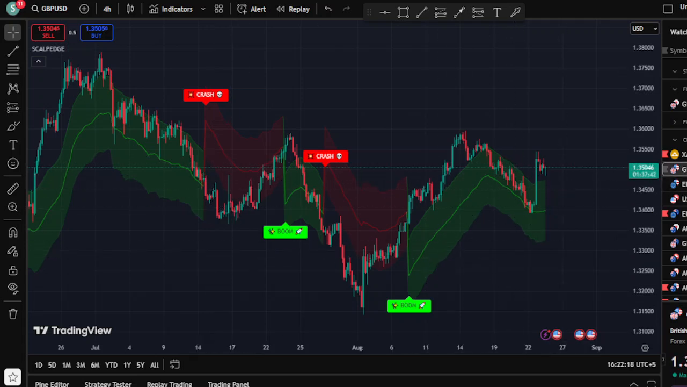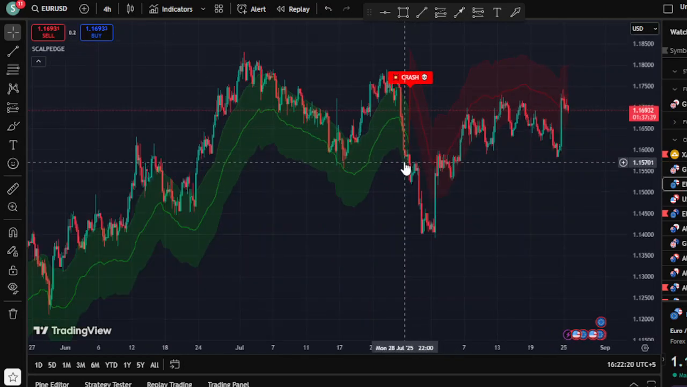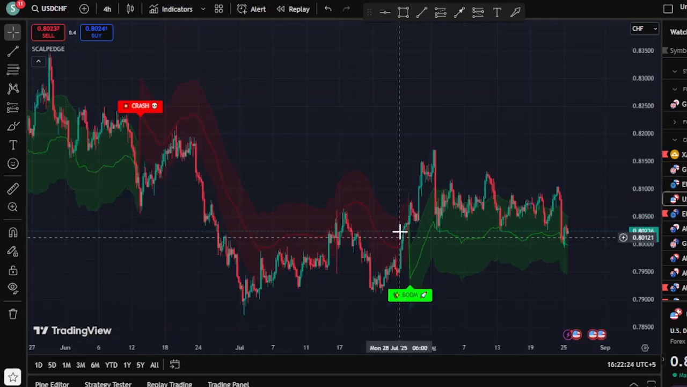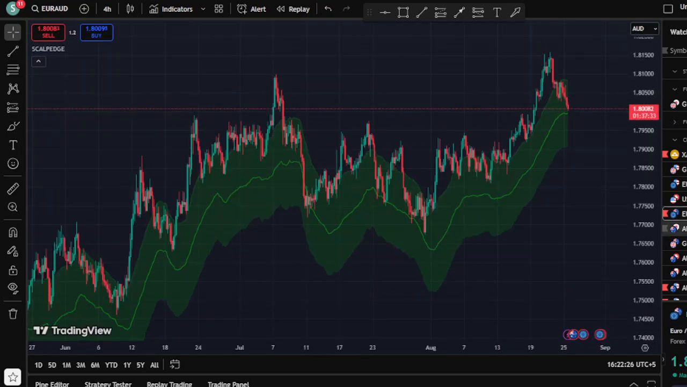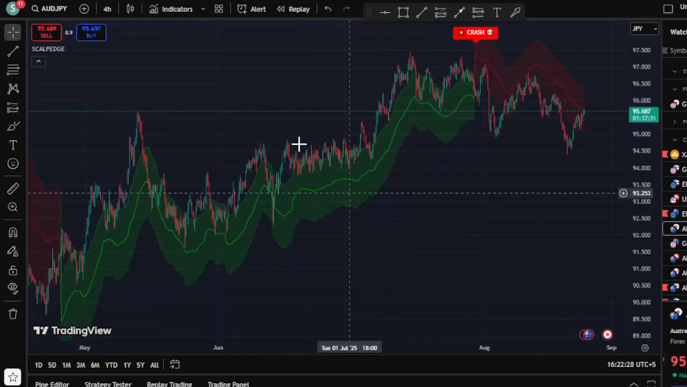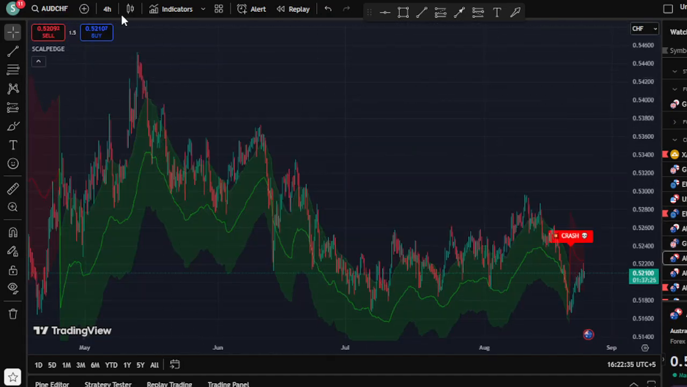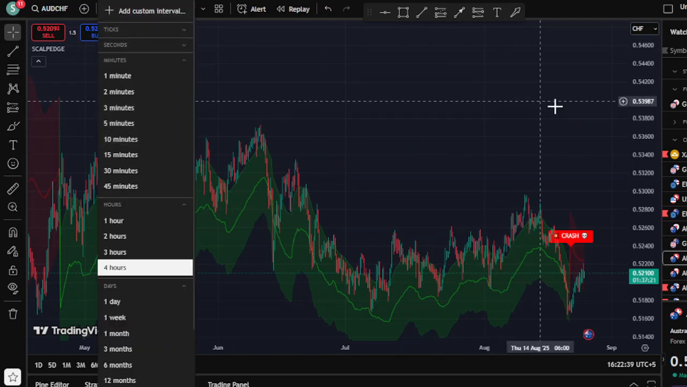Euro USD, let's have a look. Crash worked and the previous boom worked as well. Okay, USD both worked. So this is how, if you want to play with that indicator on the higher time frame, you can, and you can take the swing rides. If you want to do scalping, then at least I think your time frame should be 5 minute, also 15 minute, and then you can even switch to the lower time frames as well.